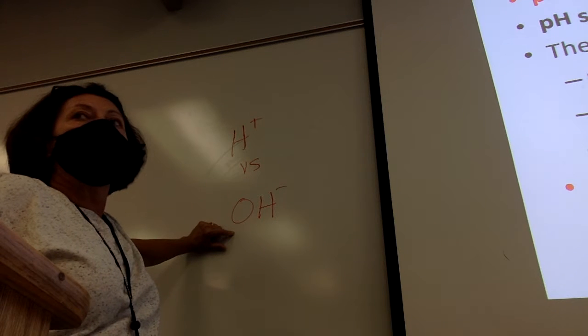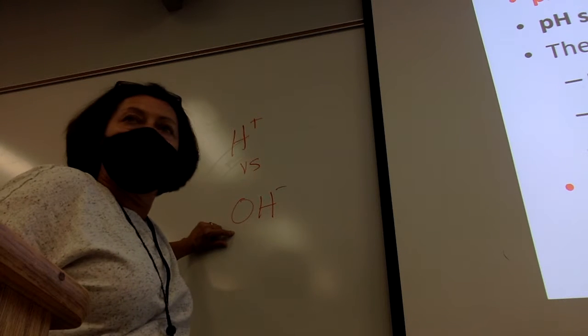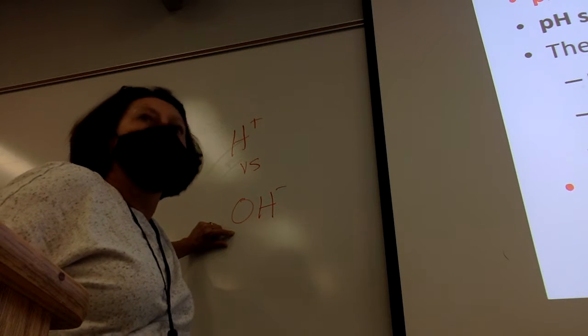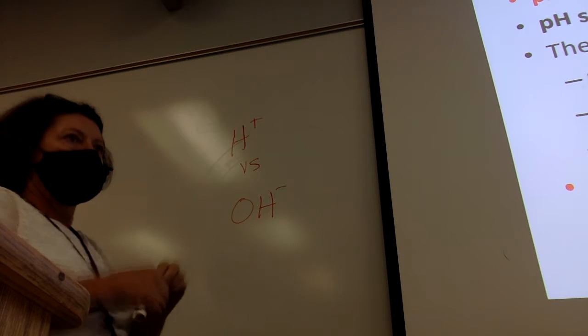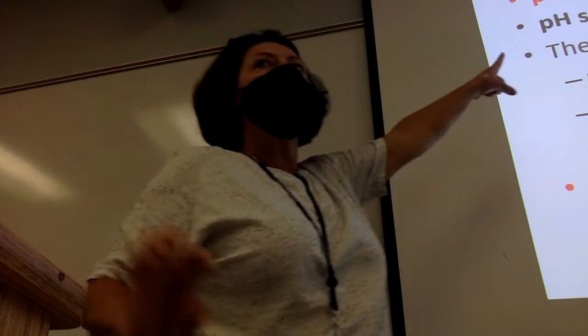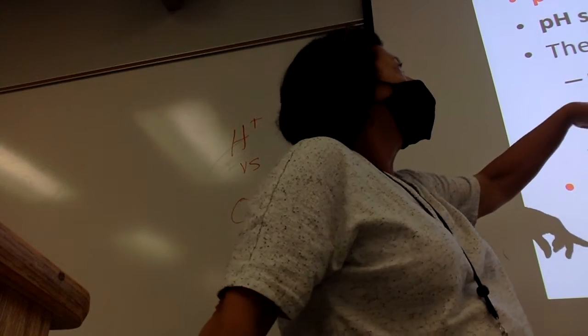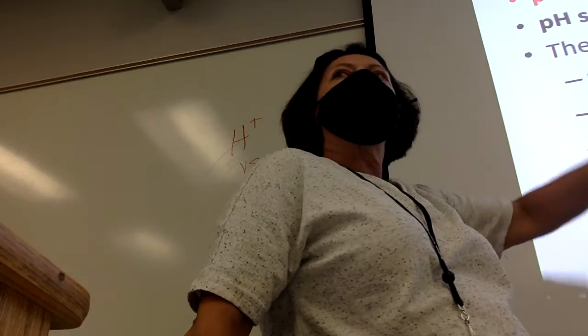Do you remember or know what numbers the pH scale goes from? From what to what? 0 to 14. Technically 1, because technically there isn't anything that's a 0 pH. But yes, 1 to 14. So the pH scale goes from 1 to 14. And the scale is actually logarithmic.